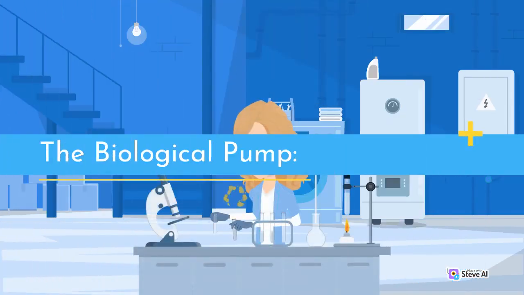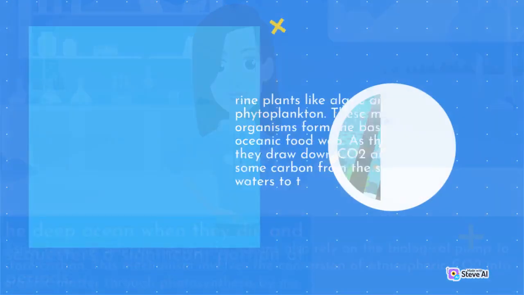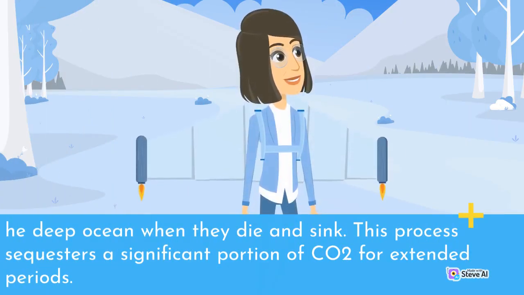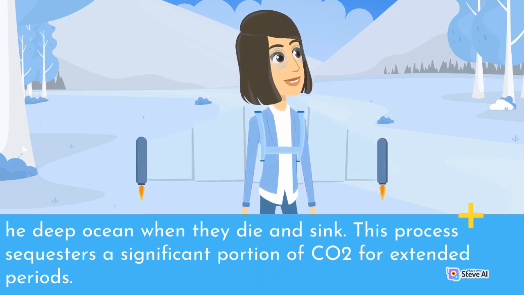The biological pump. Aside from the solubility pump, the oceans also rely on the biological pump to store carbon. This mechanism involves the conversion of atmospheric CO2 into organic matter through photosynthesis by marine plants like algae and phytoplankton. These microscopic organisms form the base of the oceanic food web. As they multiply, they draw down CO2 and transfer some carbon from the surface waters to the deep ocean when they die and sink. This process sequesters a significant portion of CO2 for extended periods.